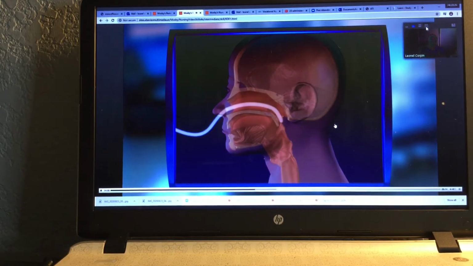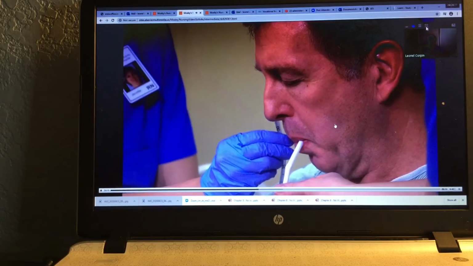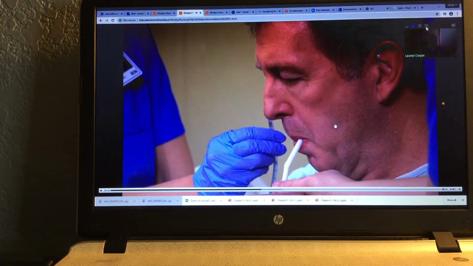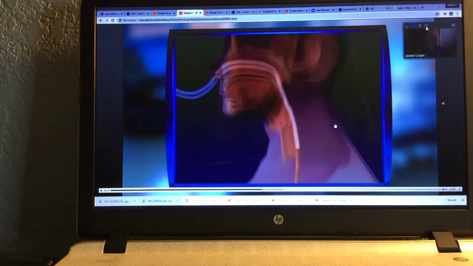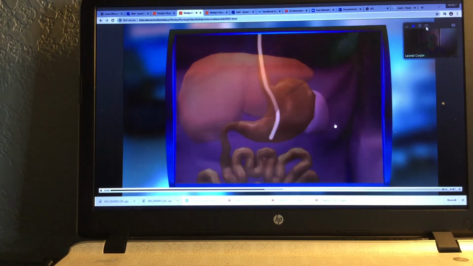Aim back and down toward the ear. As the tube passes the nasopharynx, have the patient bend his head toward his chest. Encourage him to swallow by giving him water or ice chips. The goal is to advance the tube down the esophagus. Once the tube has been advanced 25 to 30 centimeters, stop and listen for air escaping from the tubing.